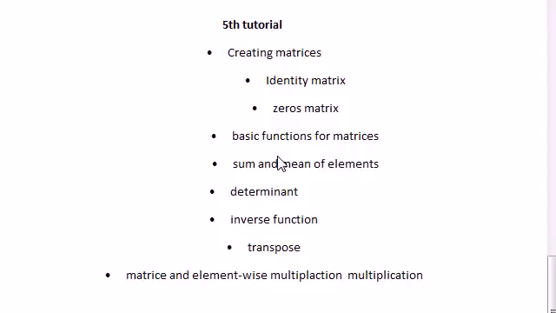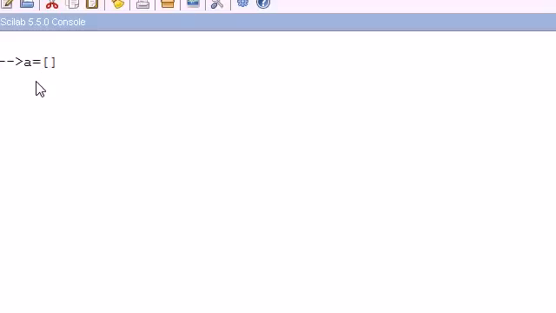Hi guys, this time we will work on the matrices topic and we will look at different functions used for matrices in Scilab. So let's create our first matrix, A matrix, with 2 columns and 3 rows. In order to separate rows we need to use the semicolon, as you see, and here is our first matrix.